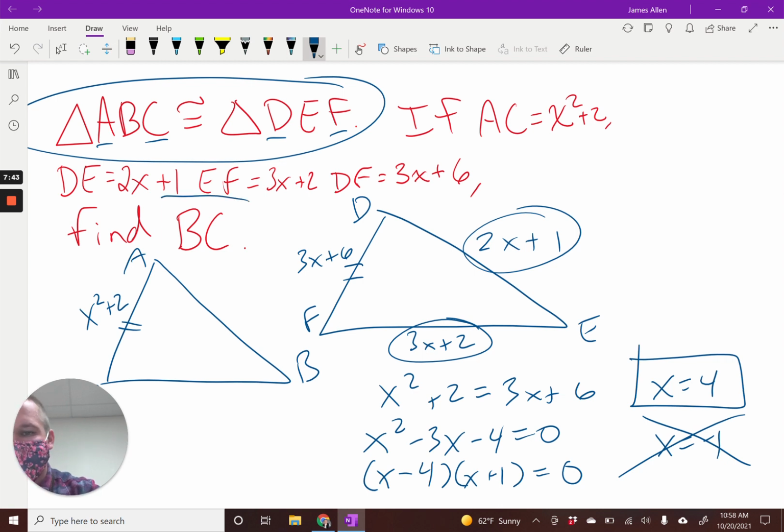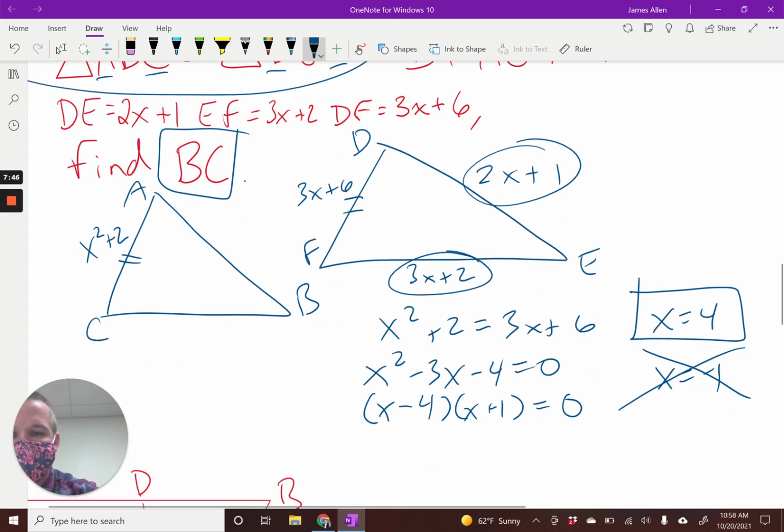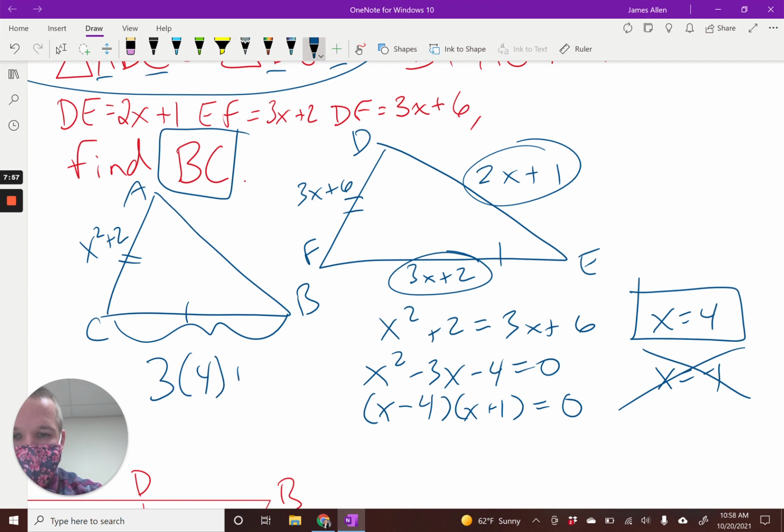But let's make sure we answer the question. What is BC? I don't even have information for BC. It's this side right down here. But according to my congruent triangles, this side is congruent to this side. So 3 times 4 plus 2, which gives me 12 plus 2 is 14. That is my final answer here. I used its corresponding side, which is also congruent, to find my length because it should be the same as FE. We're good to go.